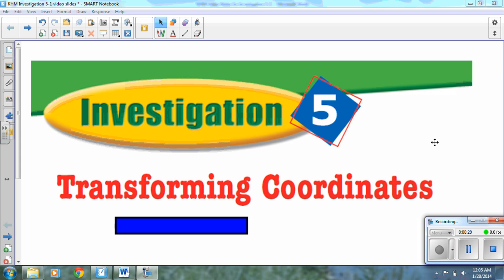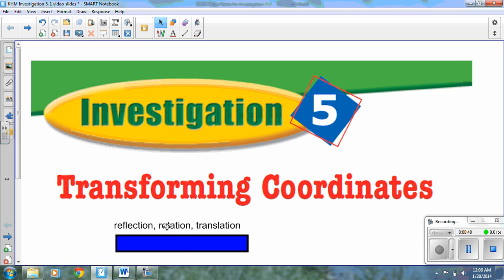What we're specifically going to be talking about is how we can take transformations of figures and change them on a coordinate grid. Now, we've talked about the 3 types of transformations. Do you remember what they are? Well, they are reflection, rotation, and translation. So we're going to take figures and reflect, rotate, and translate them on a coordinate grid.